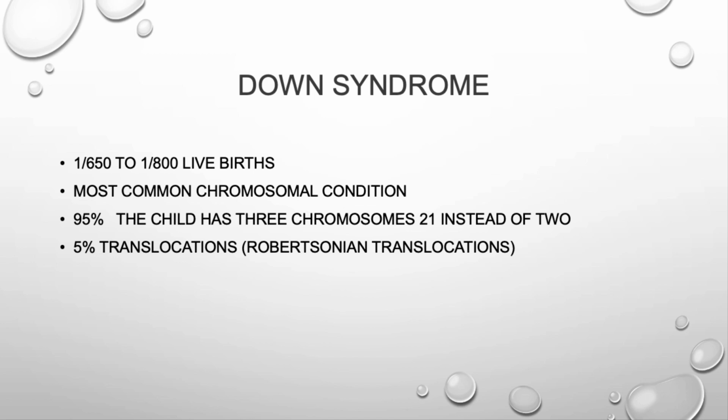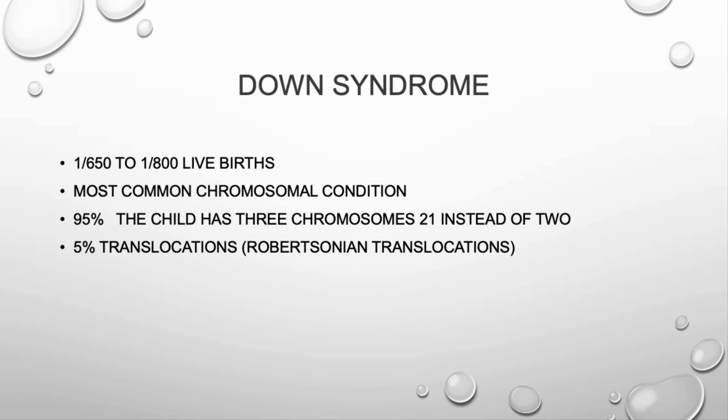It's a common chromosome problem, and in fact in up to 1 in 800 live births, we can see children that are born with Down syndrome. So it's the most common chromosome condition that we know, and that's why we see a lot of children with this condition, and we have learned a lot over the past decades.